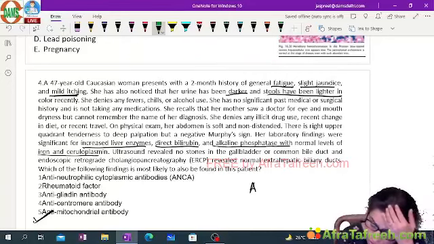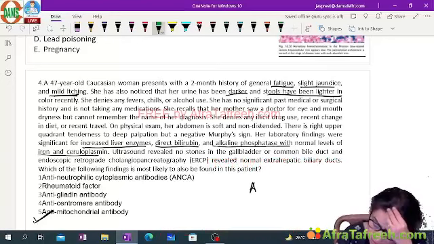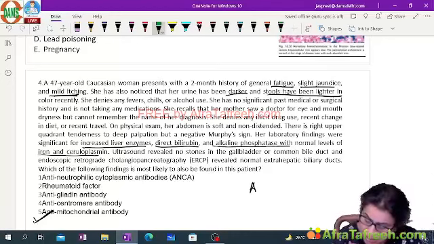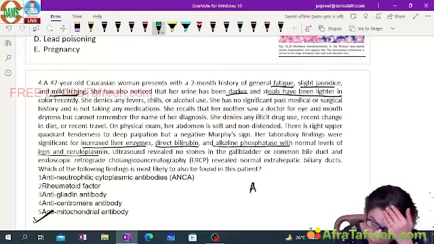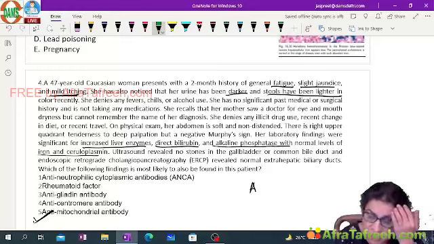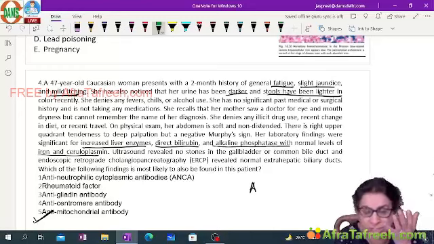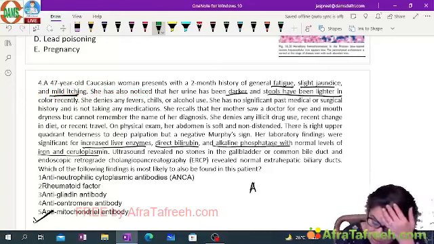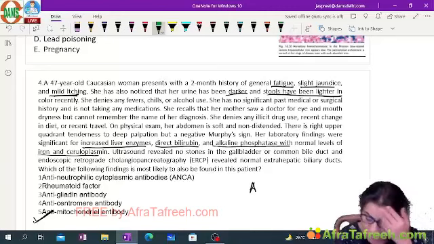She has no significant past medical or surgical history. She is not taking any medication. Her mother saw a doctor for eye and mouth dryness but cannot remember the diagnosis. She doesn't use any drugs, no change in diet. Her abdomen is soft and not distended, and Murphy's sign is negative, so she is not having cholecystitis. Her laboratory findings show increased liver enzymes, increased direct bilirubin, and increased alkaline phosphatase. All these features favor obstructive jaundice. Ultrasound shows no gallstones. Which of the findings is most likely to be found in this patient?